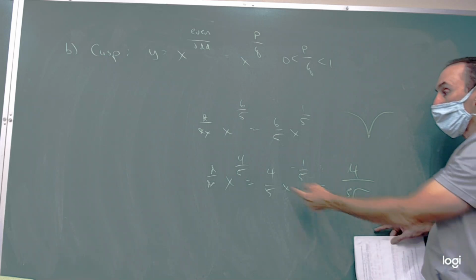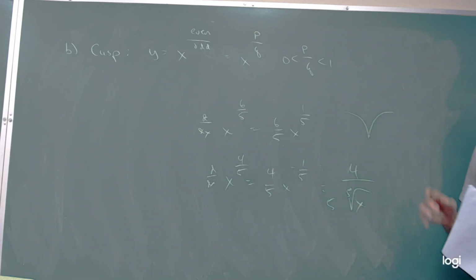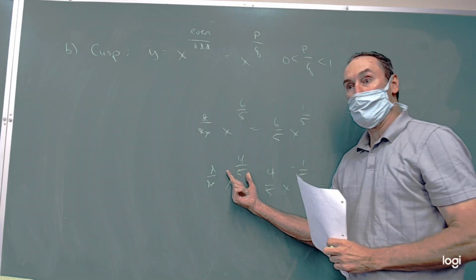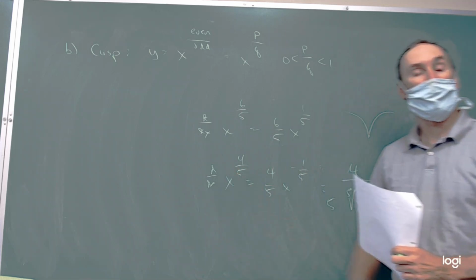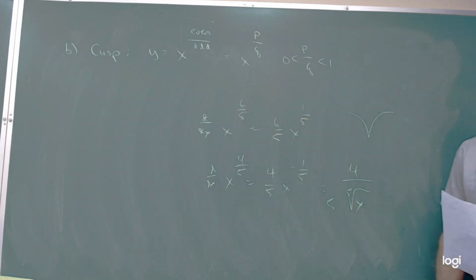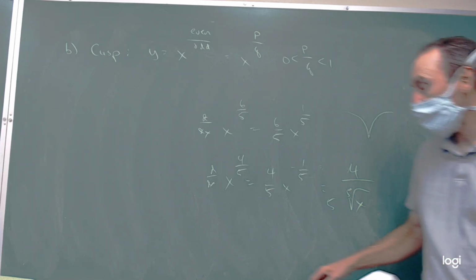So that's why we get the cusp out of the x to the even over odd power, as long as that whole exponent is between 0 and 1. Once we get bigger than 1, we're out of the danger zone. There's no issues with derivatives there. So part C, it says, how can we tell when there's a vertical tangent?